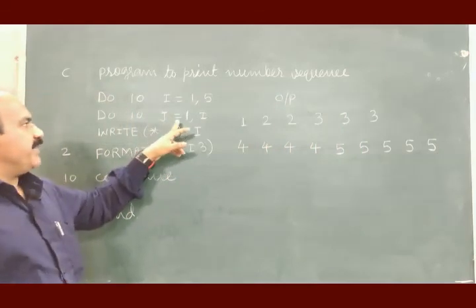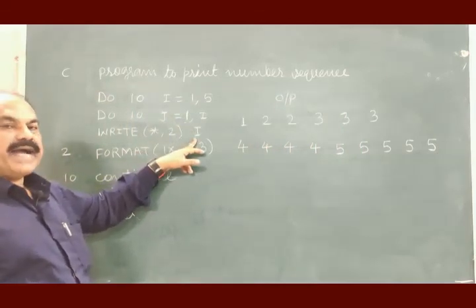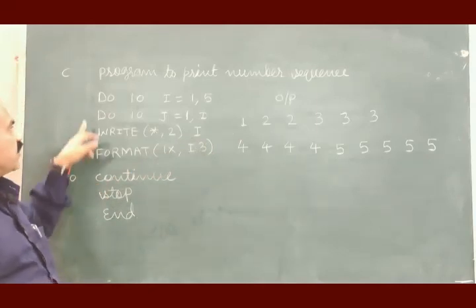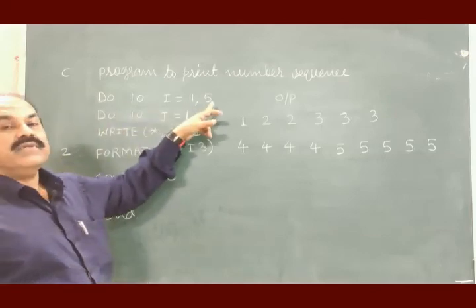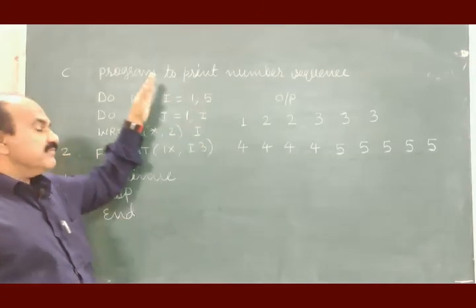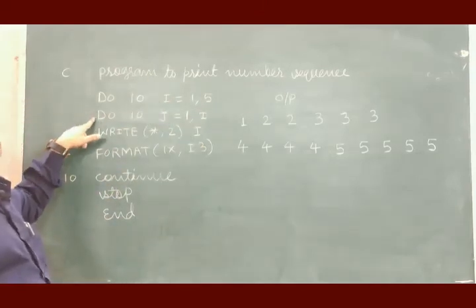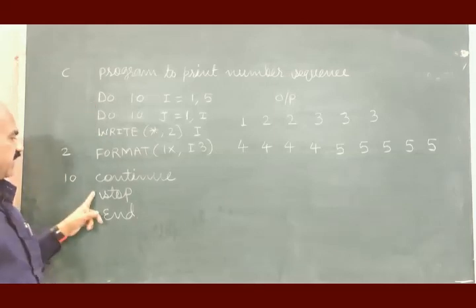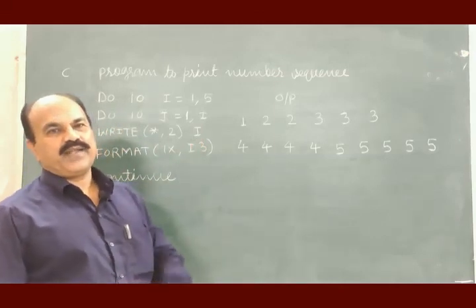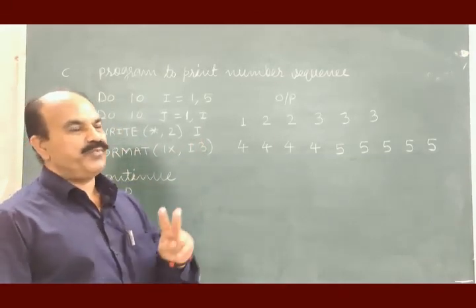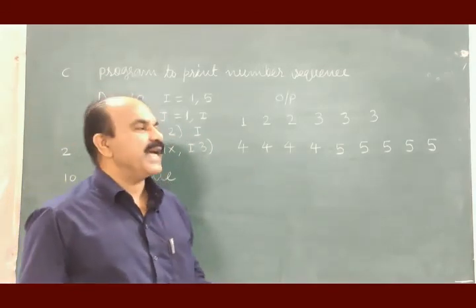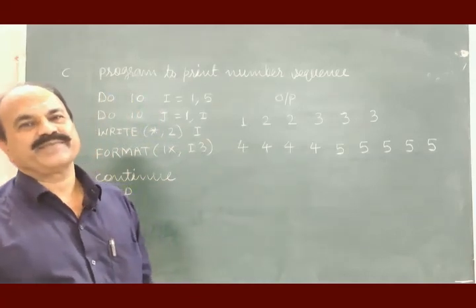And when this J becomes 5 and this I is printed, the continue sends control to the outer do loop. In the outer do loop, the running variable also has reached its final value. Therefore, control instead of going to the inner do loop, outer do loop, it comes to stop, finally ends, and this will be the output. 1 printed only once, 2 printed 2 times, 3 printed 3 times, 4 printed 4 times, 5 printed 5 times.